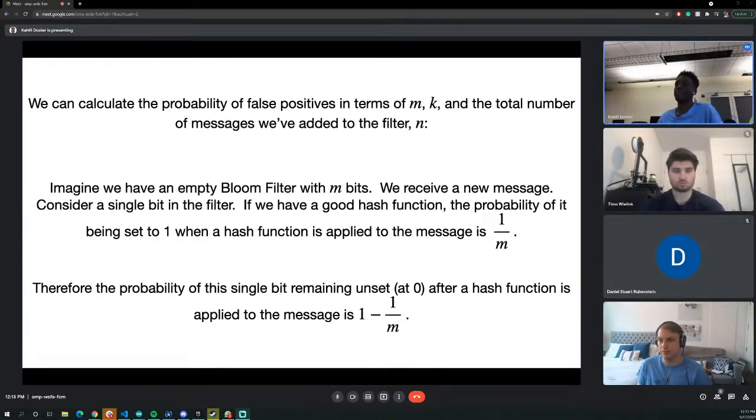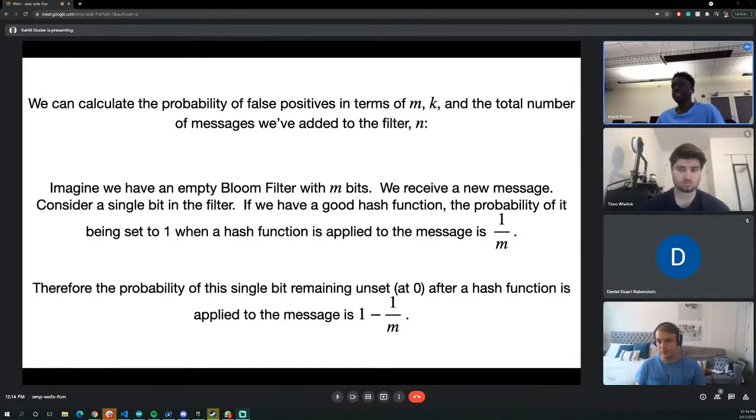So how do we calculate the probability of these collisions, these false positives? Well, we can precisely express it in terms of 3 parameters: m, k, and n. So m, if you recall, is the size of the Bloom filter, the number of buckets we have to put bits in. k is the number of hash functions, all independent hash functions that we choose. And n is the actual number of messages that we've added to the Bloom filter. And so let's just go through the derivation of the formula for the false positive probability.